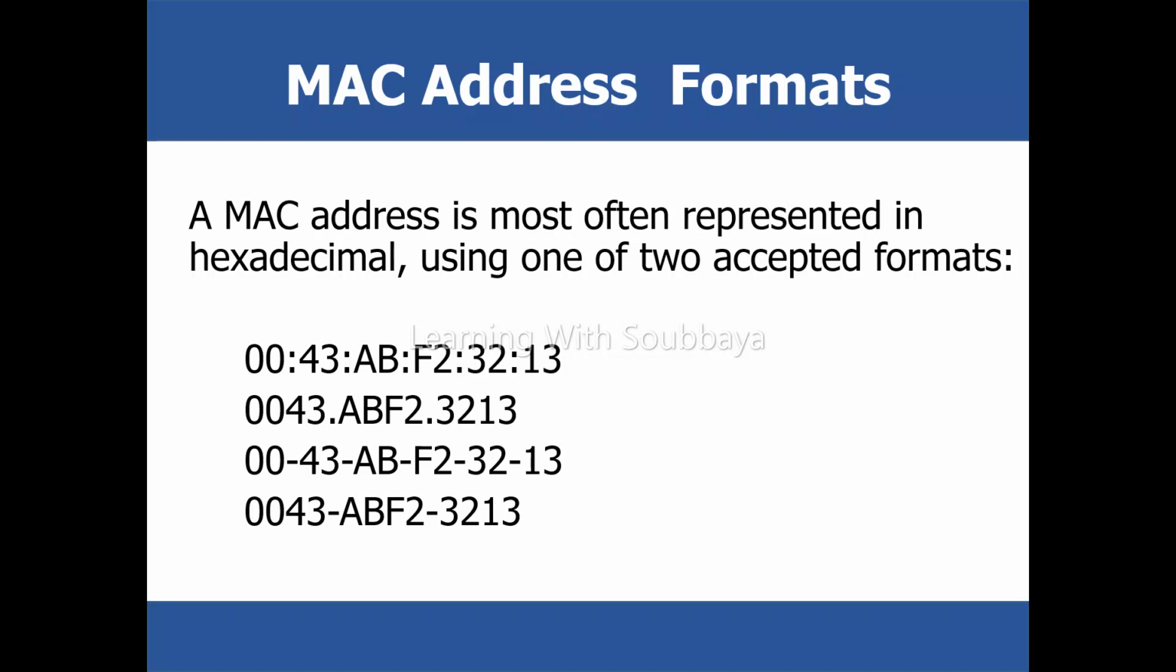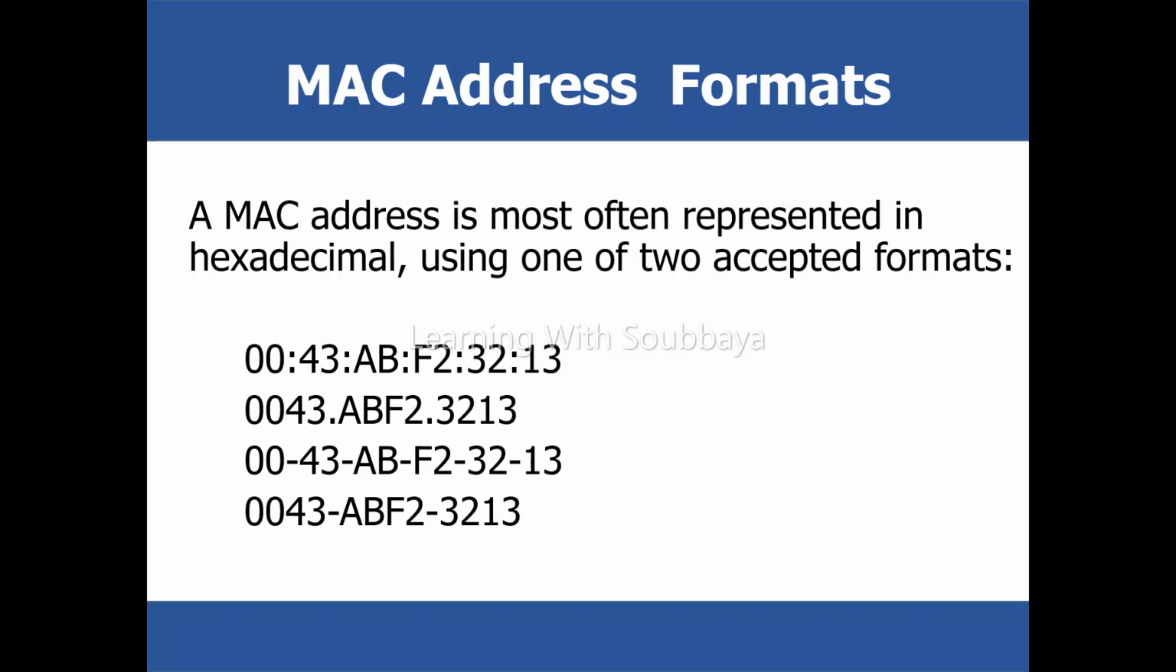Okay, so MAC address, there are different formats available. You can see here how it is represented. Okay, 00 colon 43 colon AB colon. They separate by colon. Here you can see they separate by dot. Here you can see they separate by hyphen. So there are different formats available to represent the MAC address. You can separate by colon, you can separate by hyphen, you can separate by dotted also.